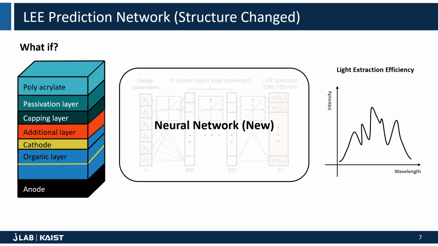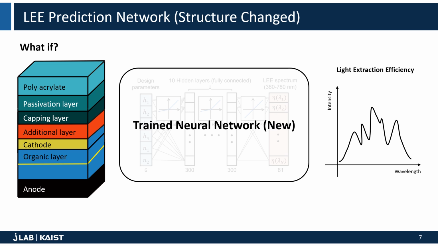Now let's say the structure changes as shown in this figure. In this case, an additional layer is added, so we need to generate the training set again from scratch and train based on this new training set. And whenever we change some structure, this process has to be repeated. It is clearly data inefficient.